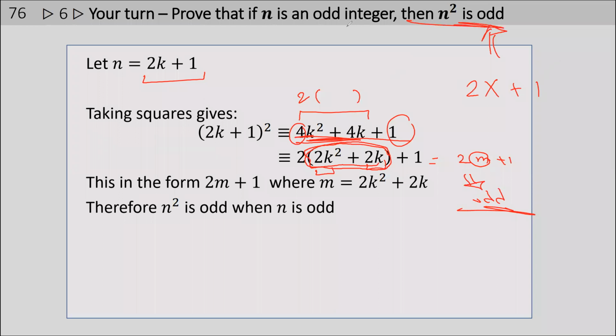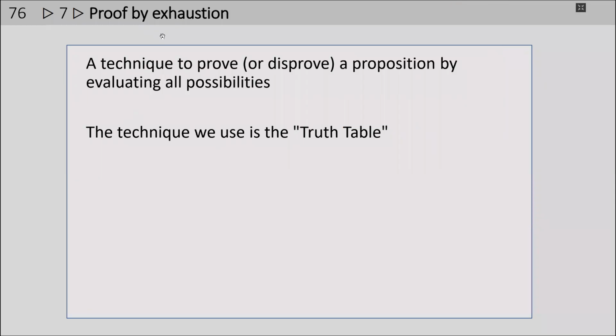Okay, Shabab? Okay. So let's do the second way.